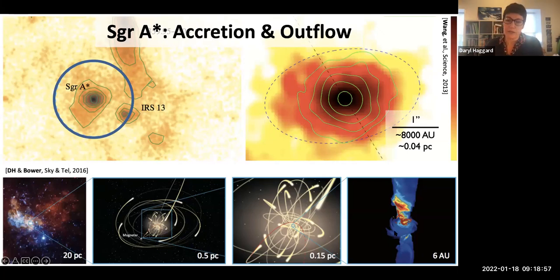Then down along the bottom here, this is just a nice, pretty artistic sort of rendering of how these different size scales fit together in the Galactic Center. This is a beautiful multi-wavelength image from, I think it's from Spitzer, Chandra, and Hubble of the Galactic Center.